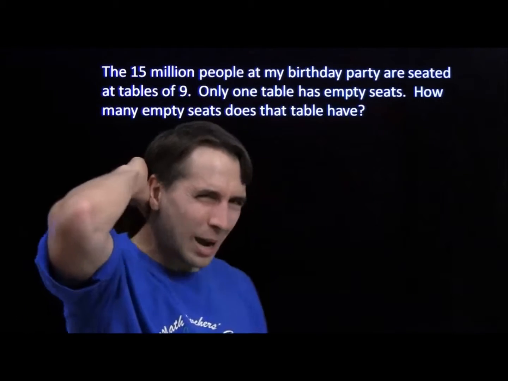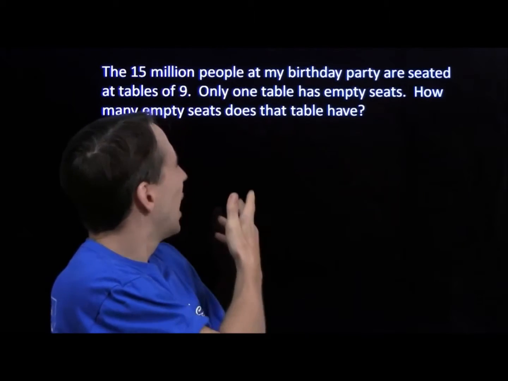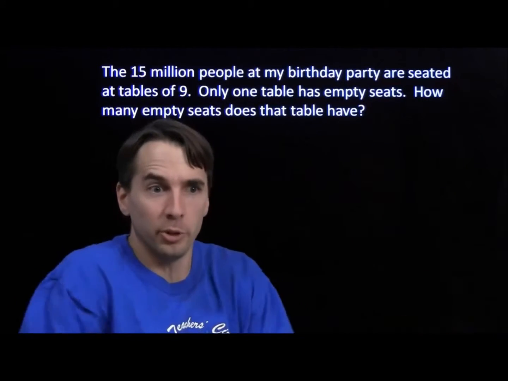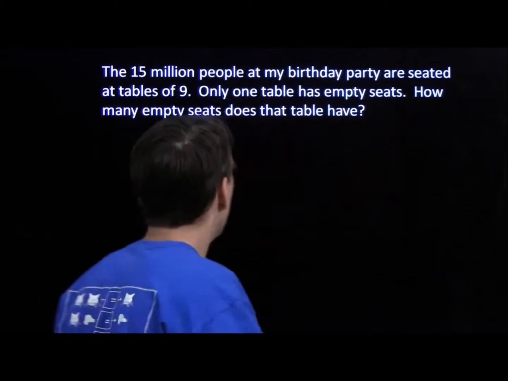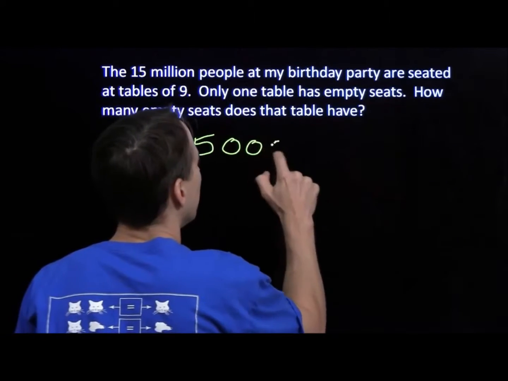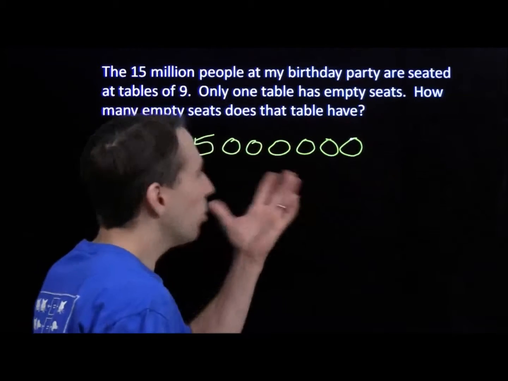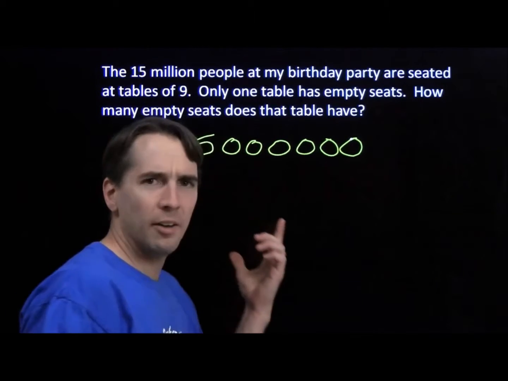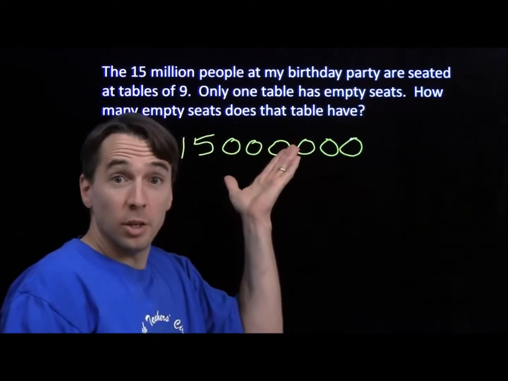So if I want to know how many empty seats there are, what I'm really wanting to figure out is how far 15 million is from a multiple of 9. If 15 million were a multiple of 9, there'd be no empty seats. How close is it to a multiple of 9? Well, let's look at 15 million. Wow, that's a long number. Well, we know it's not a multiple of 9 because the sum of its digits is 6. It's just 1 plus 5. So how close is this to a multiple of 9? Well, I know a multiple of 9 is nearby.